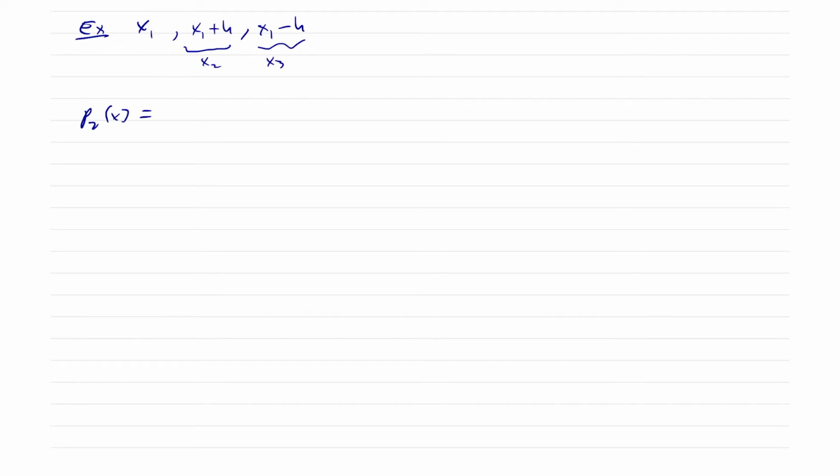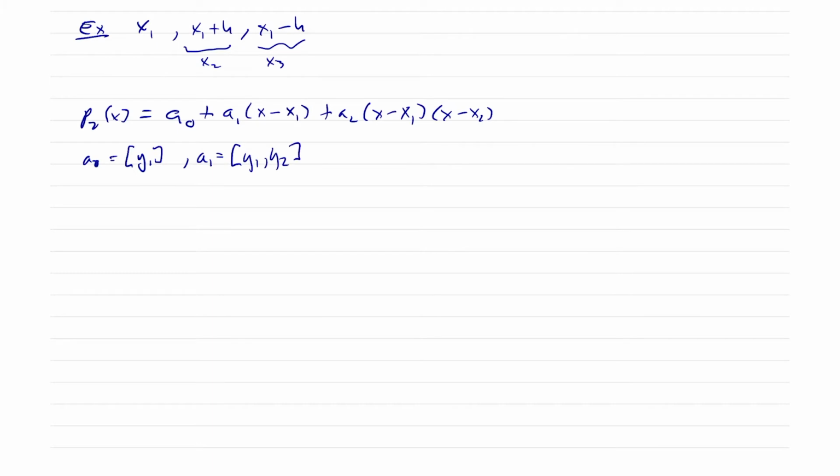All right, so we again have a naught plus a1 times x minus x1 plus a2 times x minus x1 times x minus x2. And again we have a naught is equal to y1, a1 is equal to y1, y2 in our Newton divided differences notation, and a2 is equal to y1, y2, y3.